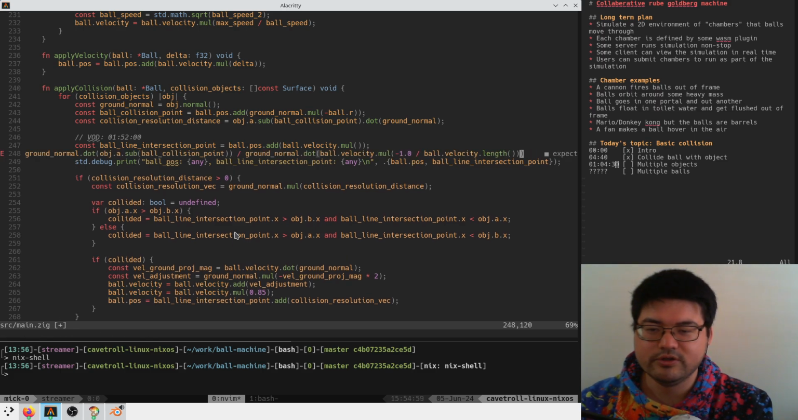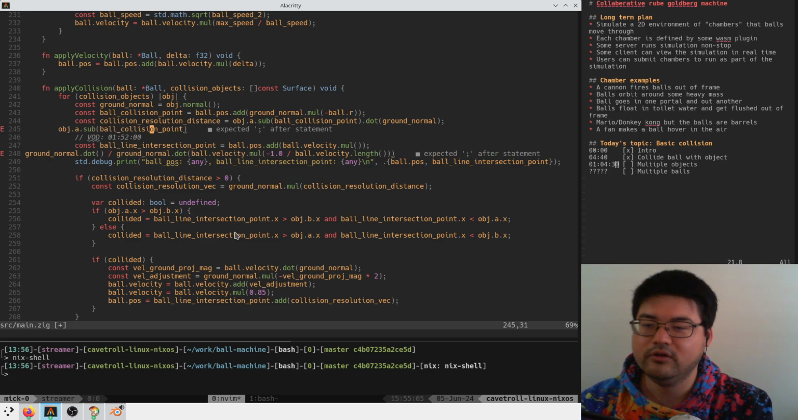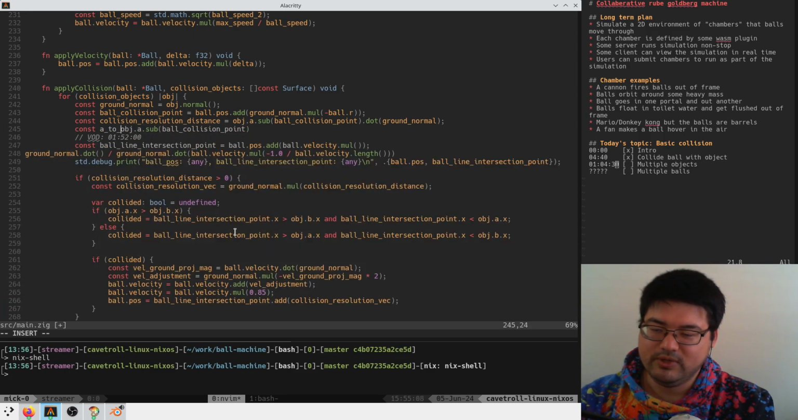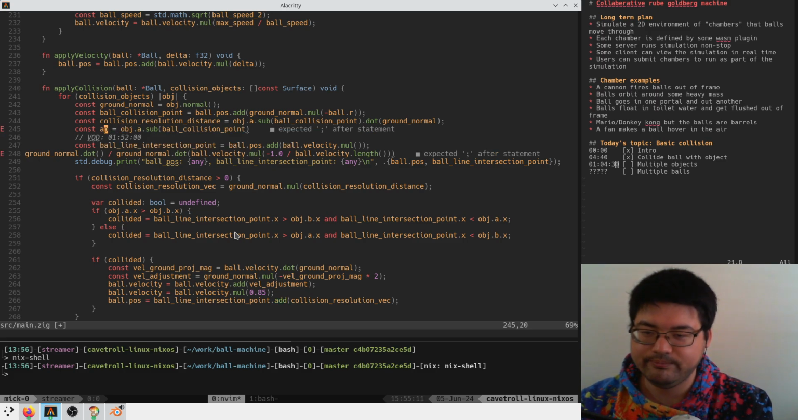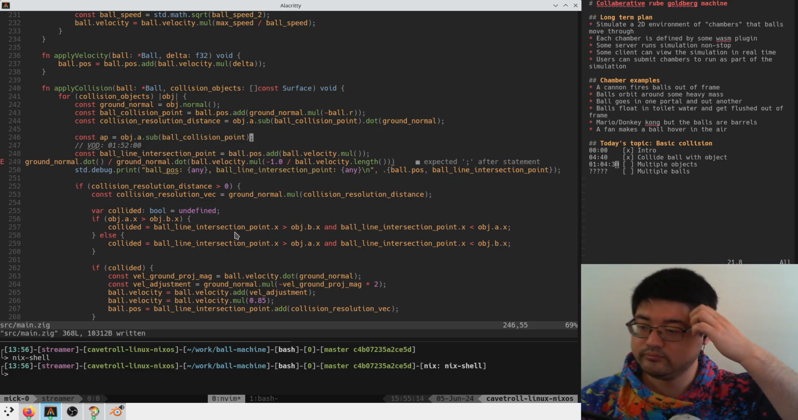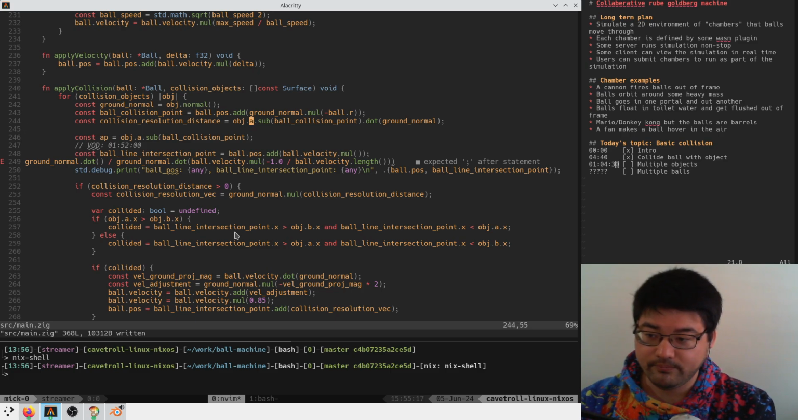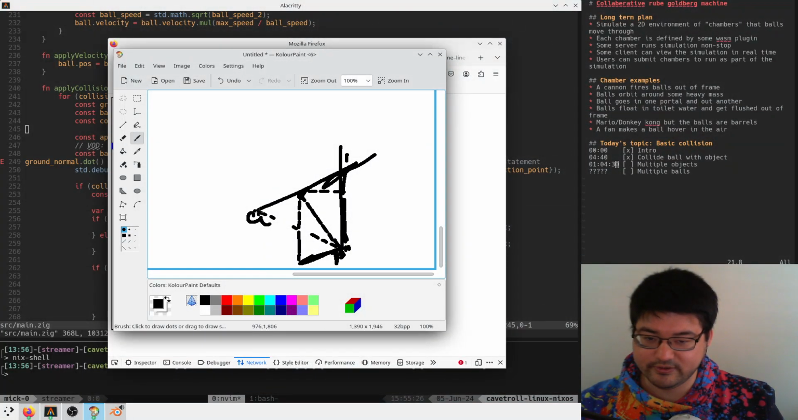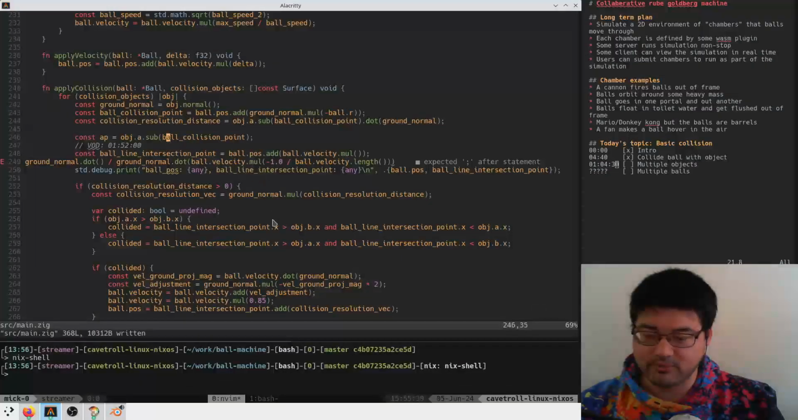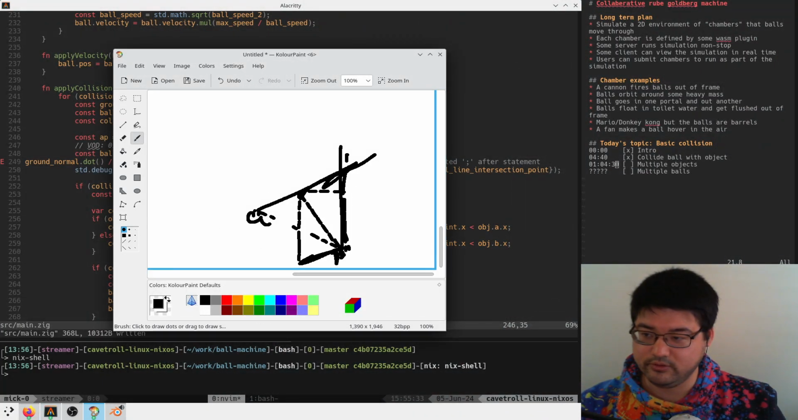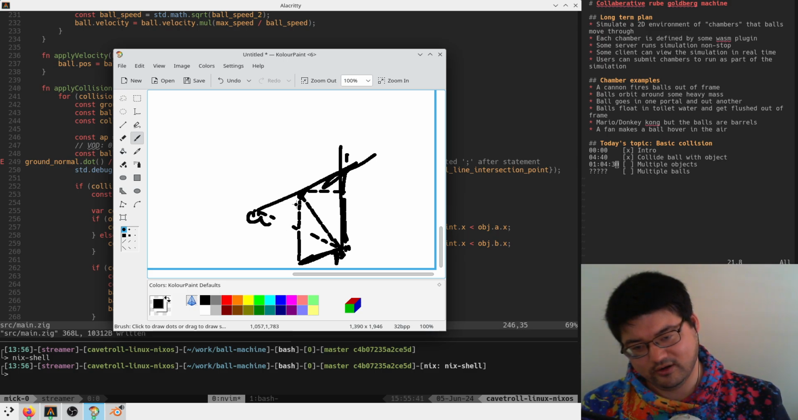Okay. So what is this? Ground normal dot a sub. Okay, let's take this out. So this is const a to p, AP we'll call it. A sub ball collision point. And that's this. Then we dot product that onto the normal, onto that. So that's this distance here.